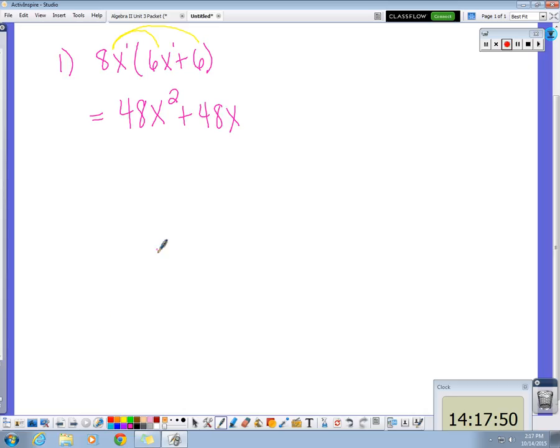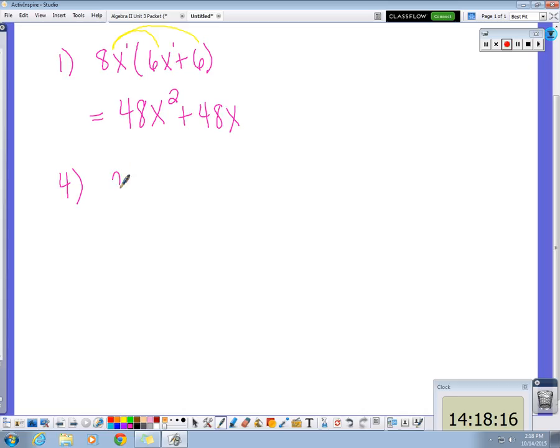Okay, so now what I want you to do is circle the following problems. Circle number 2, 3, 5, and 6. Because now that we've worked through number 1, you should be able to do 2, 3, 5, and 6 on your own. Now let's look at problem number 4.